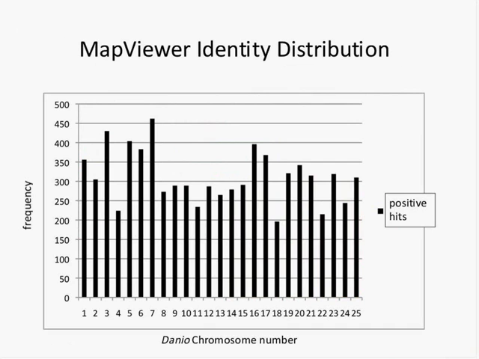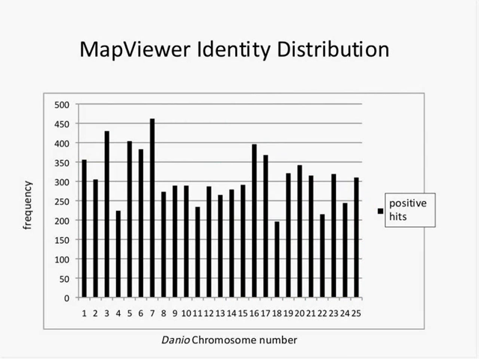And so one of the things that we kept track of, as I said, as we were querying our database, was the relative position of hits within the Danio genome. So shown here on the bottom are each of the 25 different chromosomes in Danio and the frequency of hits that we were able to get.